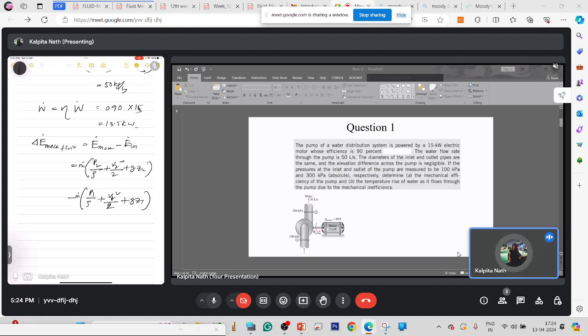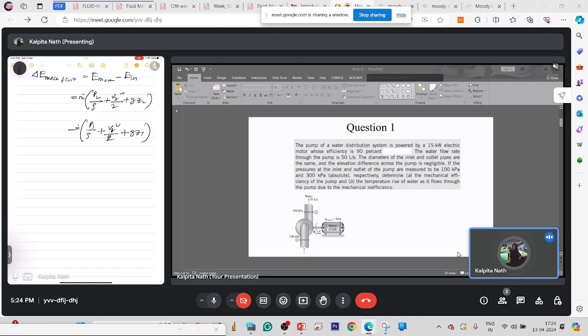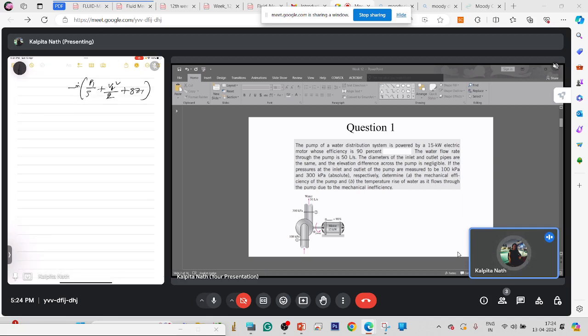So simplifying it for this case and substituting the values, the diameter is the same all the way, so the velocity will be the same, and it is horizontal, so z1 and z2 will also be the same. So the only thing that is left is p2 minus p1 upon rho. So this is 50 kg per second multiplied by 300 minus 100 kilopascal upon 1000 kg per meter cube, with 1 kilojoule equal to 1 kilopascal meter cube. So this is equal to 10 kilowatt.